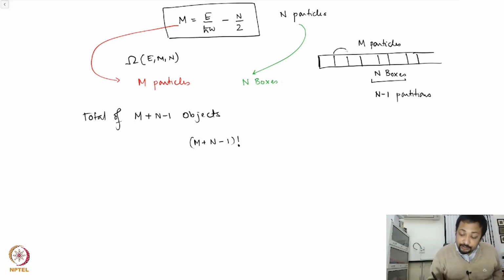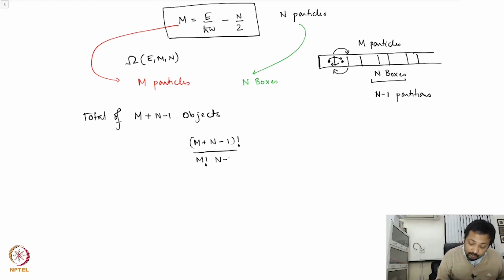But then you see, if you interchange this partition with this one, you are doing nothing. Nothing changes. Similarly, if you have placed a particle over here and a particle in this box, if you interchange these particles, you do not get a new microstate. So clearly this is an overcounting. And the overcounting is exactly given by m factorial, because you can interchange the particles and that is not going to give you anything new, and you can interchange the partitions, that is also not going to give you anything new. Therefore, the total number of microstates omega m, n is going to be this.